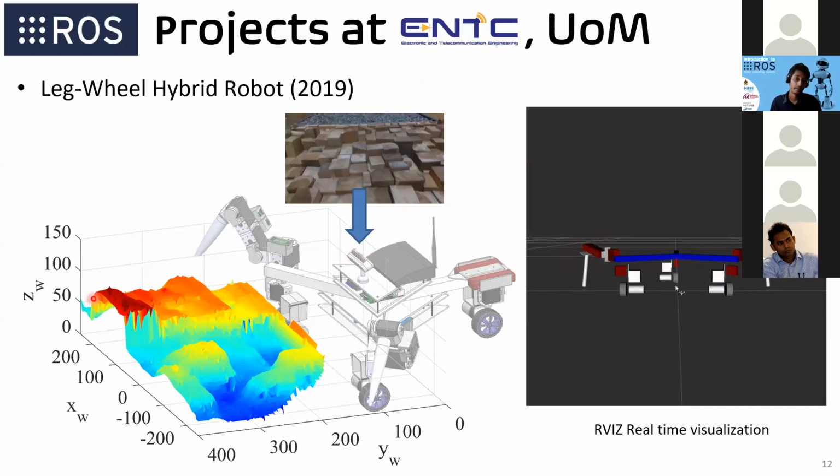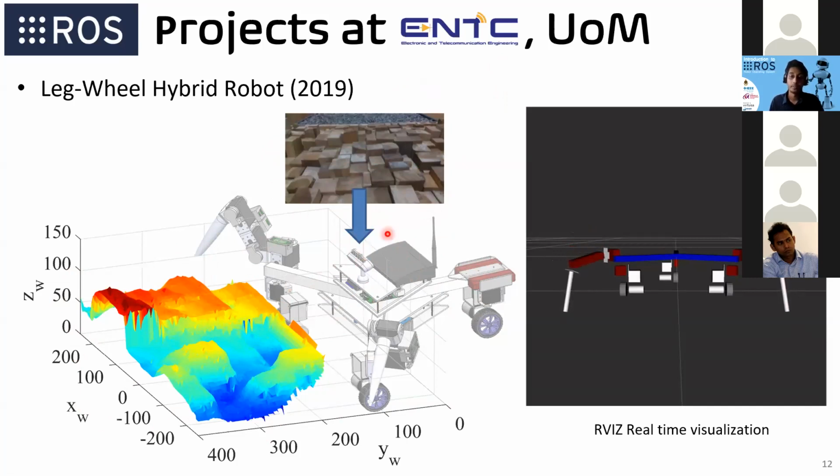We need to create a map of the immediate terrain like this, with the boxes shown in 3D, using the ROS environment. Because we didn't have much computational power on this robot, we had a Raspberry Pi here. So we transmitted all the information from the camera to a computer easily using ROS. We don't need any other libraries or anything.